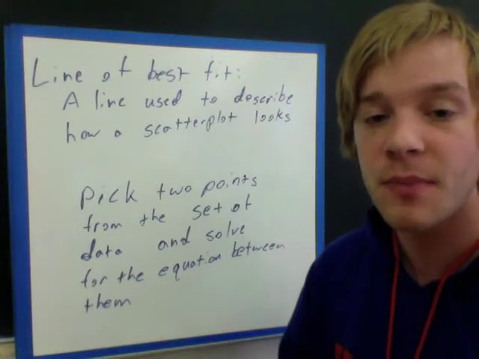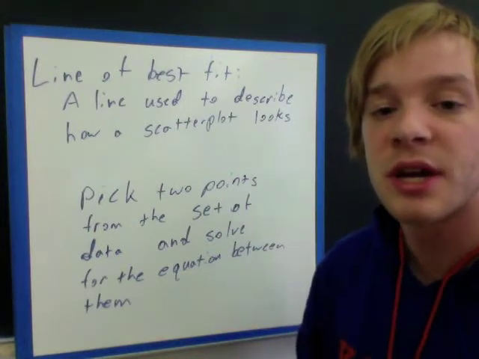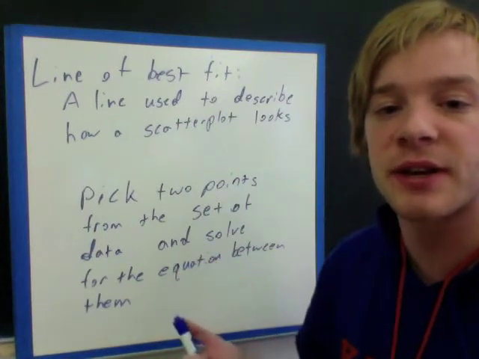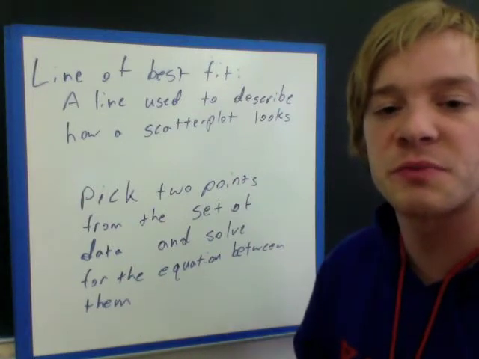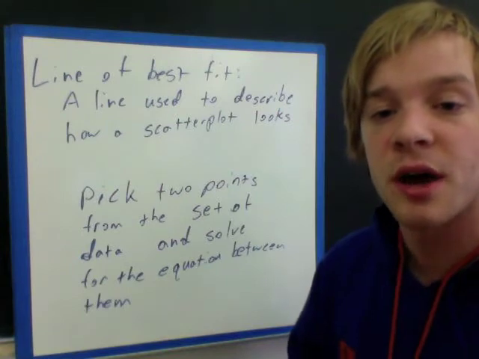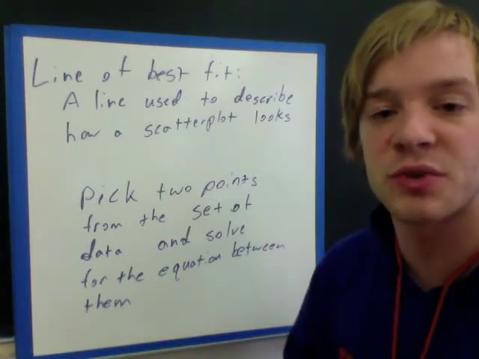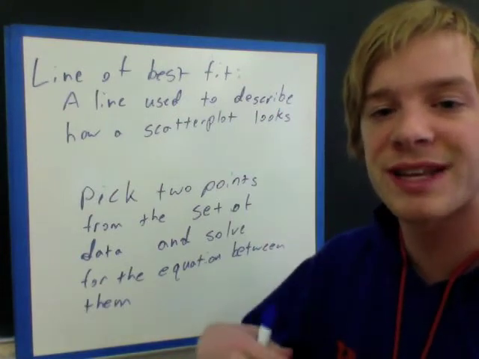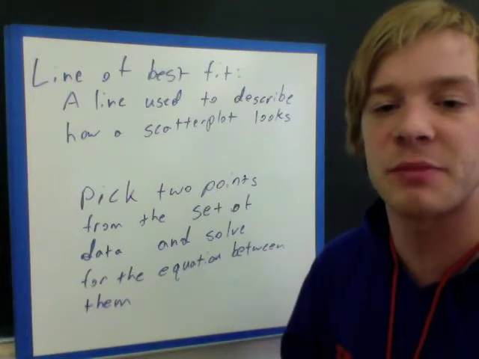Generally, the strategy that we use is we pick 2 points from the set of data, and then we solve for the equation between them, just like we were doing when you were given only 2 points. The difference now is we have to pick 2 points, so we need to find 2 points that are sort of in the middle of where we think the line is going to be.